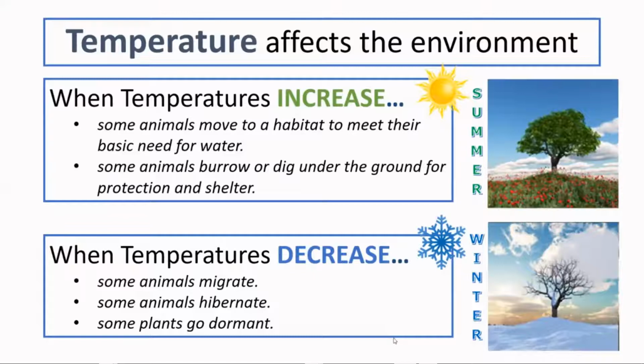When temperatures decrease and feel cooler, like in the winter time, some animals may migrate or move to areas with warmer temperatures to find food. Some animals may hibernate or burrow underground and sleep to save energy. And some plants may go dormant, a resting stage during the winter time that helps them save energy.